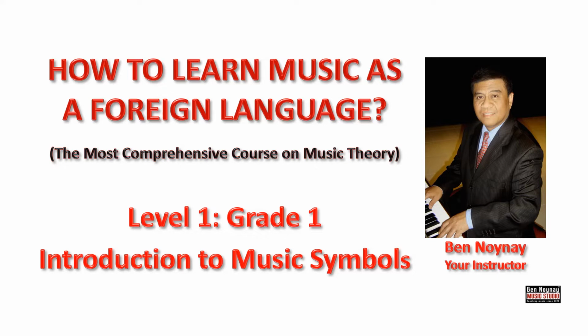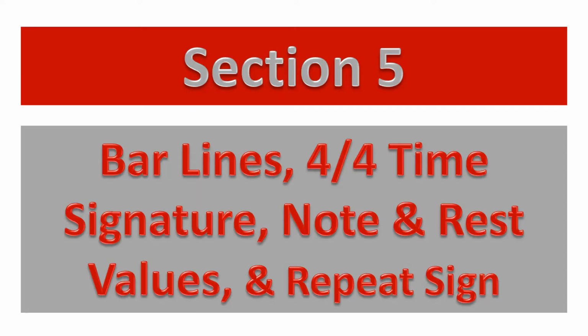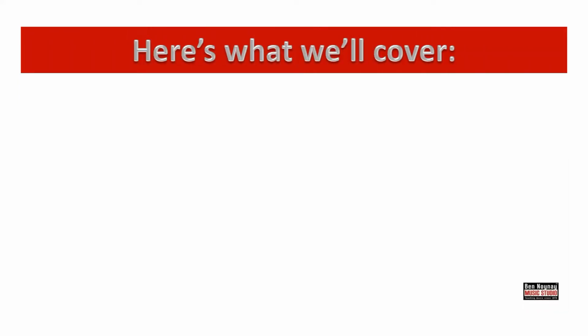Just a reminder, we are still in Grade 1, Level 1, Introduction to Music Symbols. Welcome to Section 5. In this section, we are going to study a few more music symbols, bar lines, 4/4 time signature, and the repeat sign. These are the 5 lessons that we're going to cover in this section.